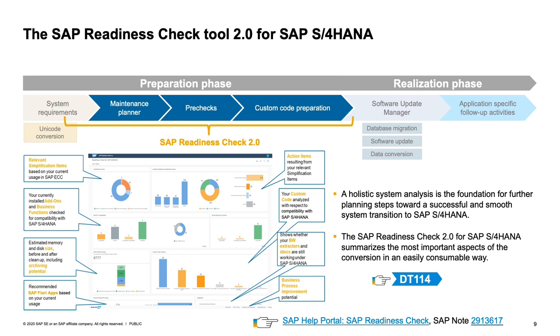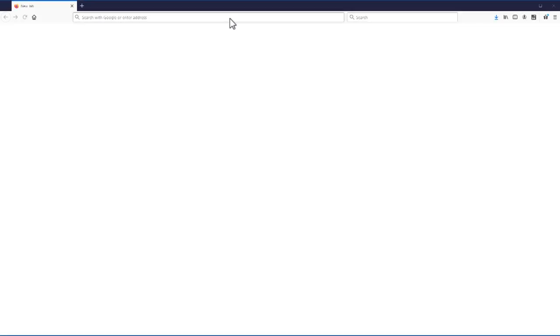In the TechEd, we have a dedicated session for this, the DT114, that you should consider. On the lower part of the screen, you see that there is a link to the help portal and an SAP note explaining how to implement the required checks in your source system and how to use the readiness check. But again, I think it's a good idea to show the readiness check in a short demonstration. Let us have a short look on the SAP readiness check for S4HANA now.